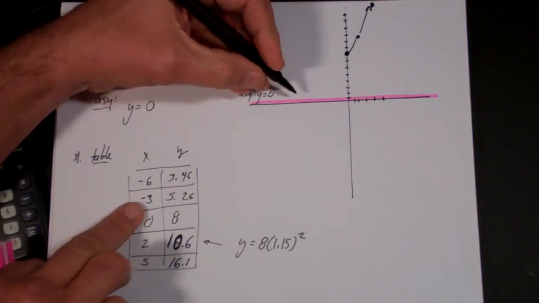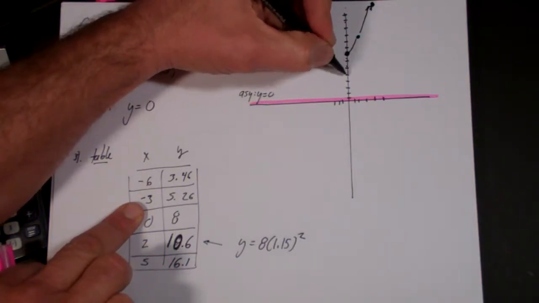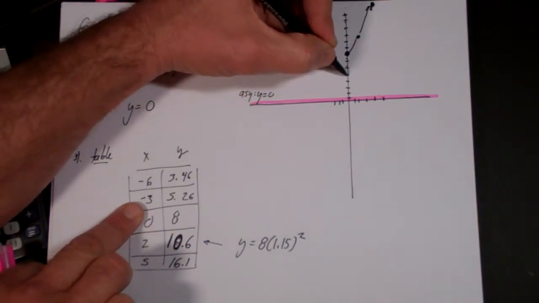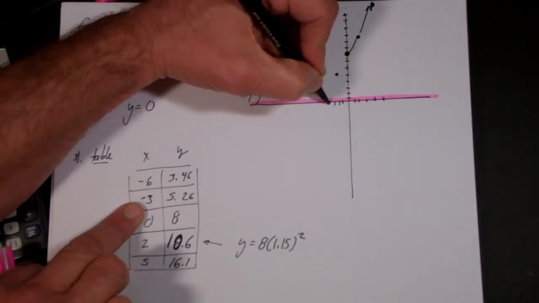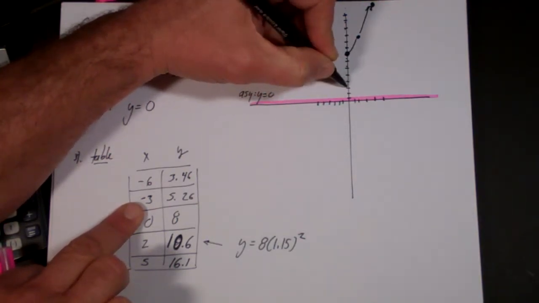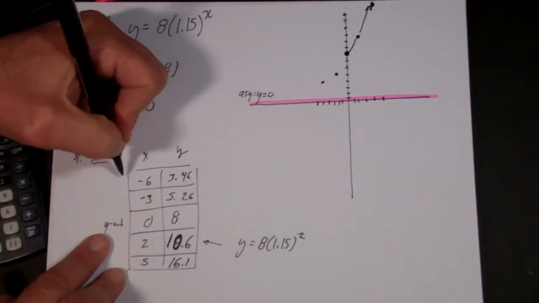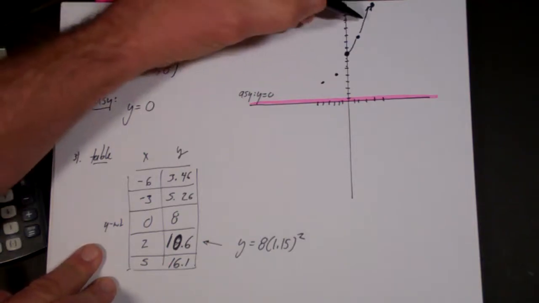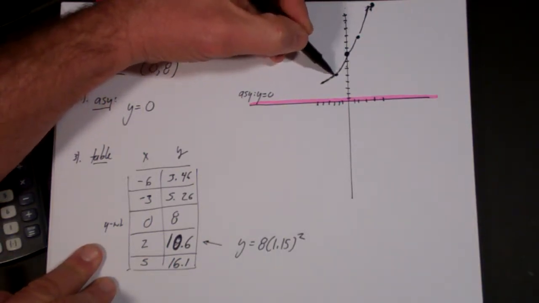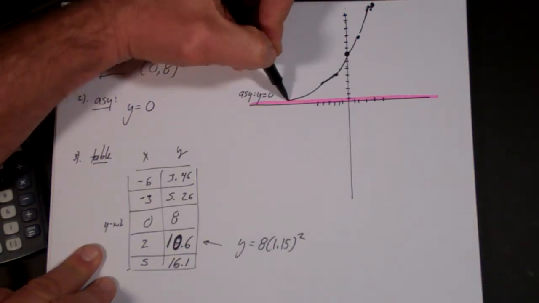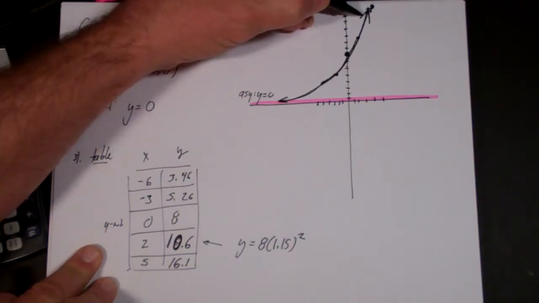And then you have -3, 5.26, a little bit past 5, and -6, a little bit past 3. Now here's where you get the idea of the asymptote. You know this is going to come down. It's going to go through those points, and then it's going to get closer and closer to the asymptote but never reach it. So this is basically what your graph is going to look like.